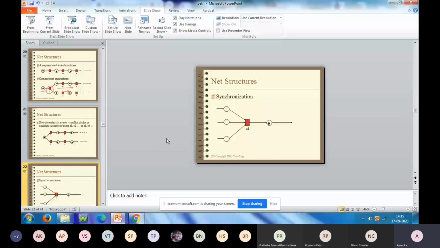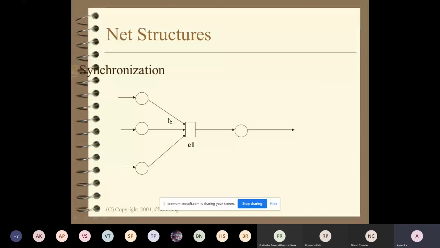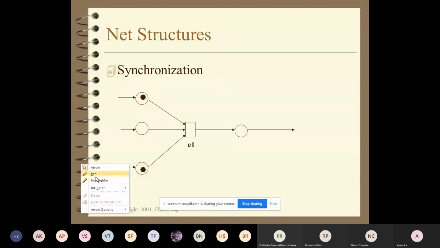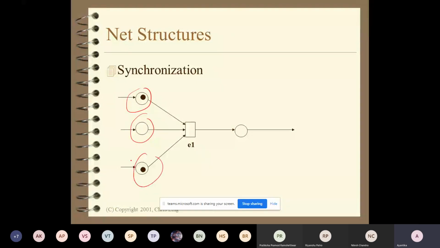Basically, what we are interested in, Petri net in this way supports two main things. One is synchronization. That means we are considering different tokens at the inputs, and they should be considered together when we are considering the effect of this E1. So synchronization modeling is easier using a Petri net.